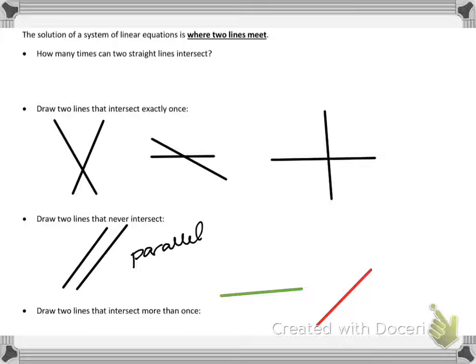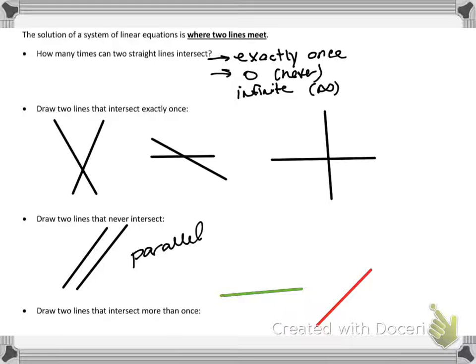That's how two lines can intersect more than once. So let's write how many times can two straight lines intersect. They could intersect at exactly one point, or exactly once. They could have zero intersections. In other words, they could never touch. Or they could actually be the same line, which means they would intersect an infinite number of times. So these are the three possibilities that we will encounter as we solve systems of equations by graphing. Sometimes we'll have exactly one solution, which will look like an ordered pair x, y. Sometimes we will have no solution, and sometimes we will have an infinite number of solutions.